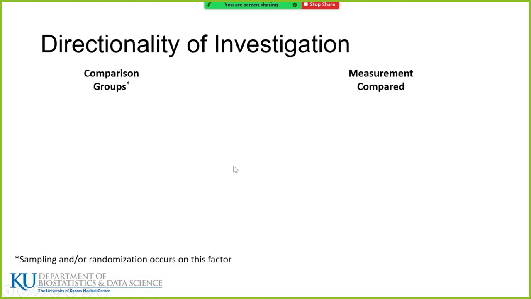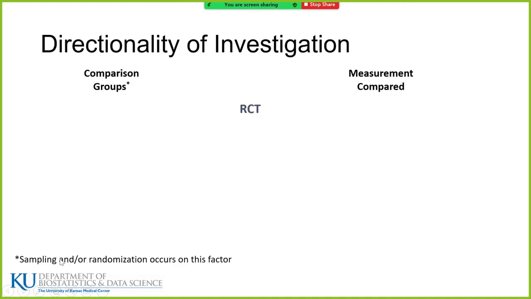Think about the study in terms of what groups are being compared, the feature that drove sampling. So am I sampling based on their exposure? In other words, am I trying to accumulate 100 exposed individuals? So in that case, I'm sampling based on their exposure or their treatment. Or am I sampling based on their outcome? So 100 healthy controls versus 100 individuals with a particular disease. So sampling or randomization, how is that happening? And that determines the directionality of investigation.